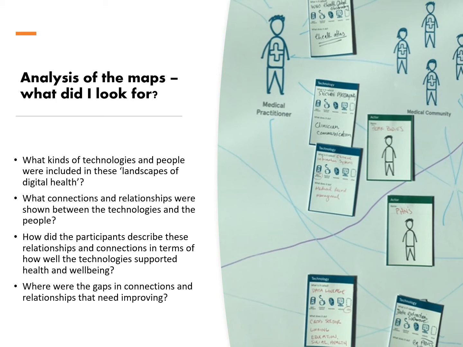How did the participants describe these relationships and connections in terms of how well the technology supported health and well-being? So that came to the point at which the participants presented their maps to the larger group and the kinds of things they said about the decisions they made when they were drawing their maps. And what were the gaps in connections and relationships that need improving? So again, referring back to what the people said about their maps, but also what they showed in their maps, there were interesting connections and technologies and relationships shown, but it's also important to consider what were not shown, what were absent from these maps.